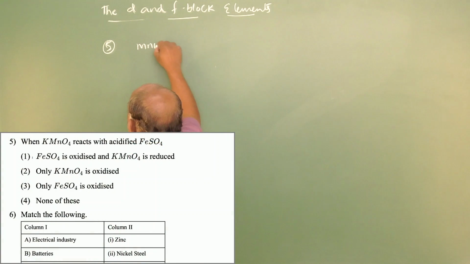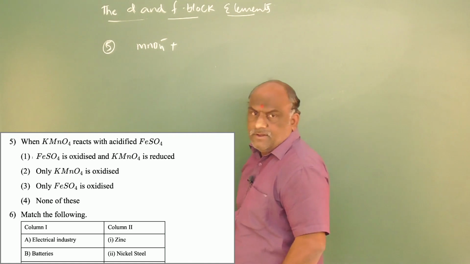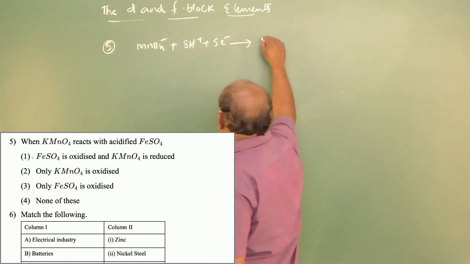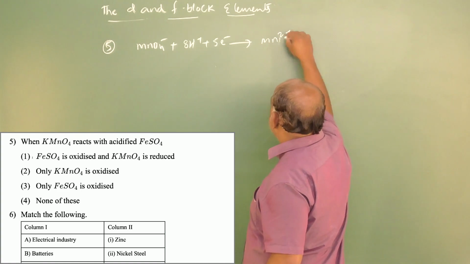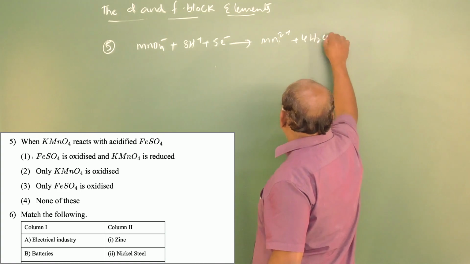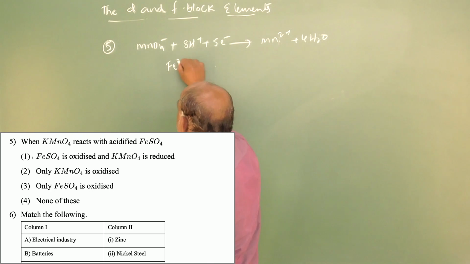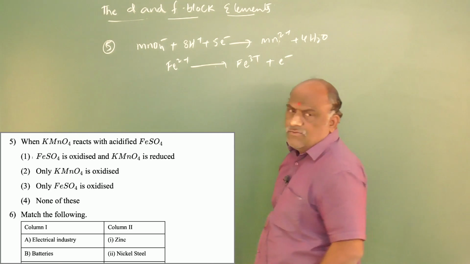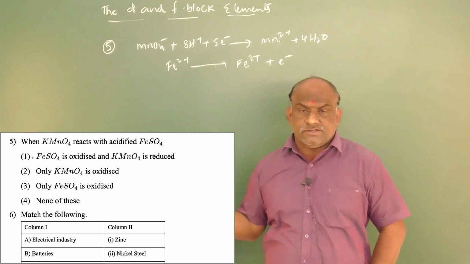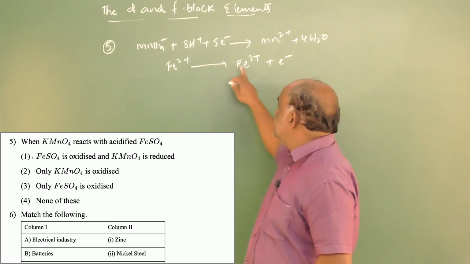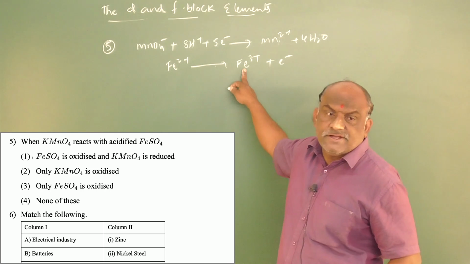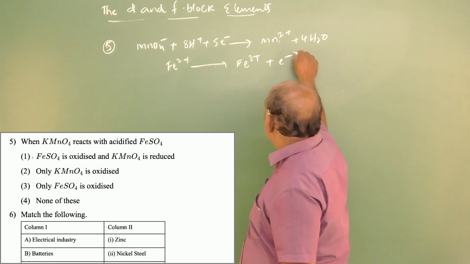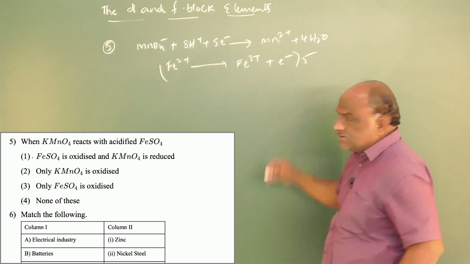MnO4 minus plus 8H plus plus 5 electrons gives rise to Mn2 plus plus 4H2O, and Fe2 plus gives rise to Fe3 plus plus an electron. Ferrous salts are oxidized to ferric salts. Option 1: FeSO4 is oxidized. And multiply this equation by 5, suppose.